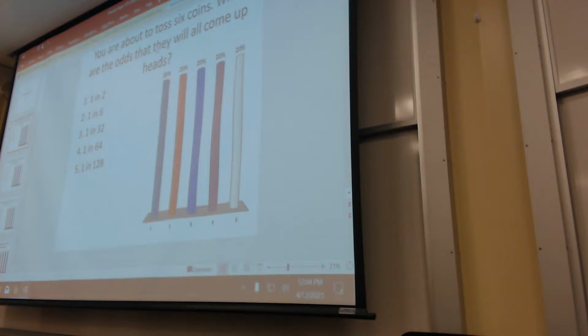The number of favorable cases is going to be 1. Total number of cases will be 2 times 2, which is 4, times 2, which is 8, times 2, which is 16, times 2, which is 32, times 2, which is 64. So 1 in 64.